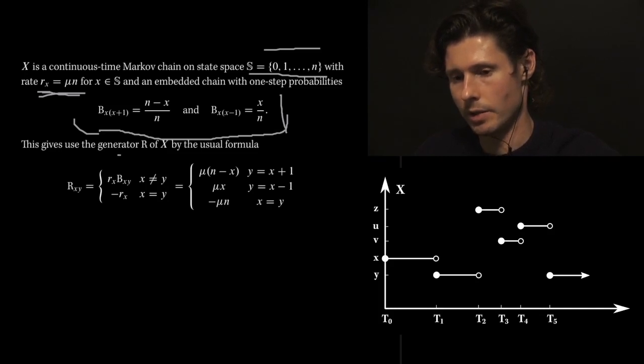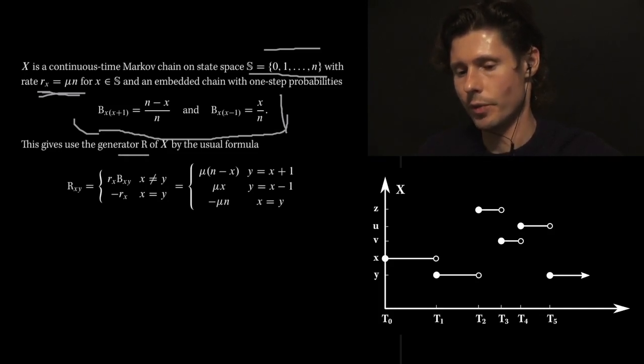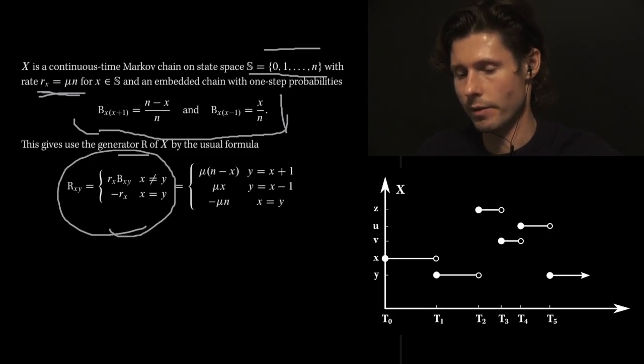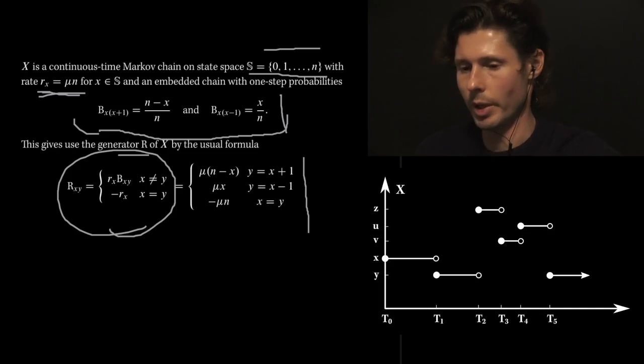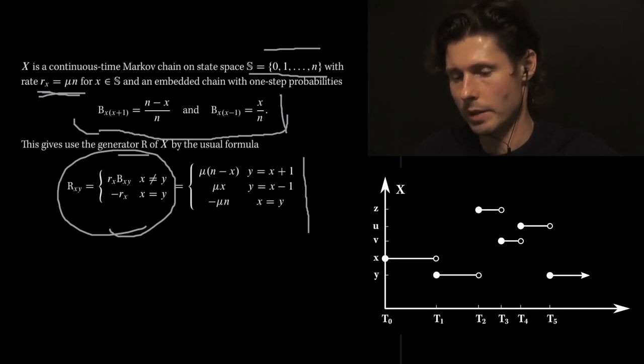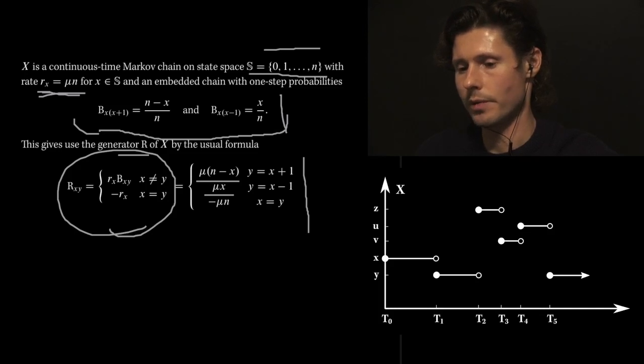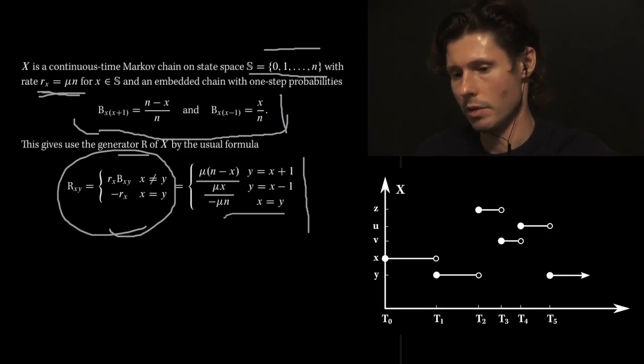Another way to write all this down is in terms of the generator, which can be translated directly from the transition probabilities. So you have this generator matrix for this problem. The rate of transitioning to x plus 1 from x, this is gaining a particle, is going to be proportional to the number of particles on the left. And the rate of losing a particle is proportional to the number of particles on the right. And then, of course, the generator at xx is negative the rate of that state, which is mu n.